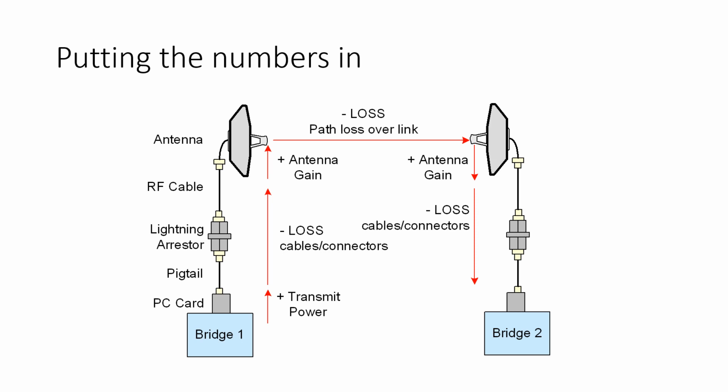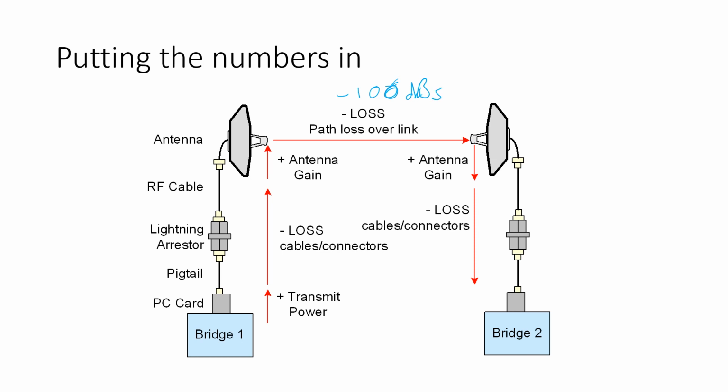So what we've got to try and do is to put the numbers into this, and we're going to have to refer to one or two bits and pieces of other information. For 5.2 gigahertz, that's approximately a loss of minus 106 dBs.